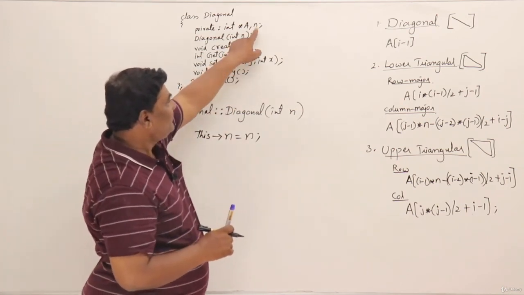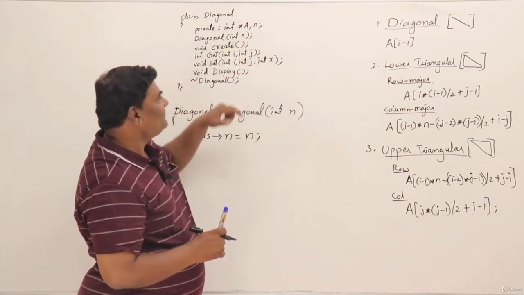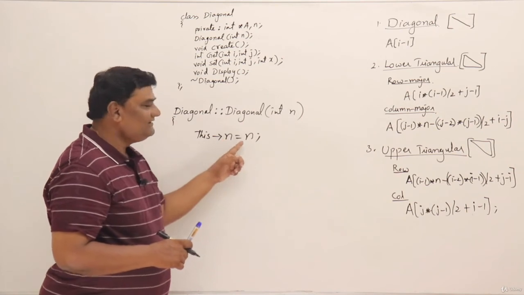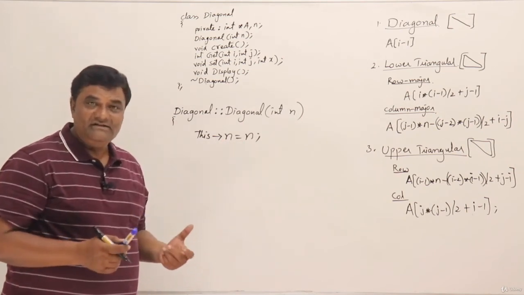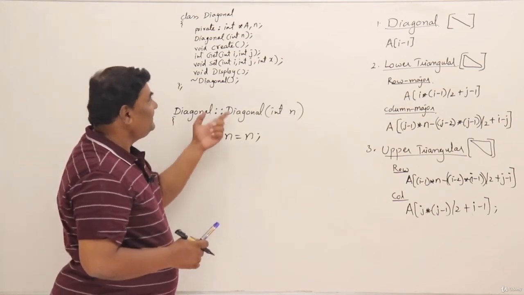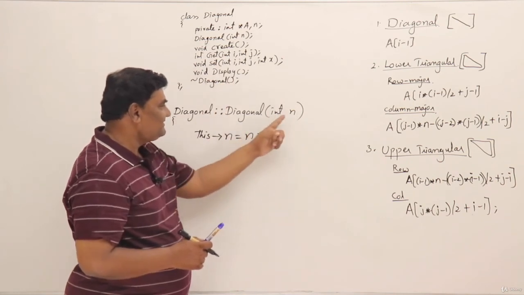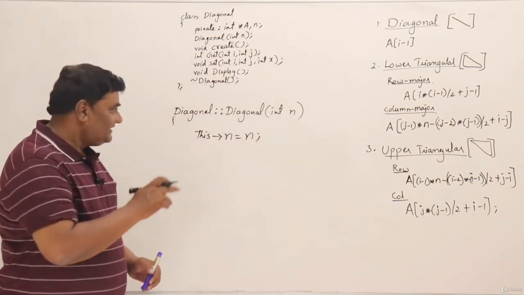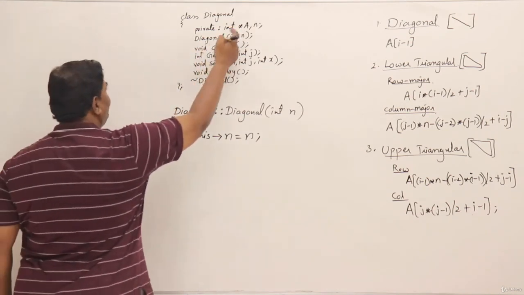See, the local member is n and the parameter is also n. So if both the names are n, I cannot write n assigned n. That is meaningless. So this->n means the member and n means the local variable. So I have taken a size. Then for that same size, I have a pointer here.